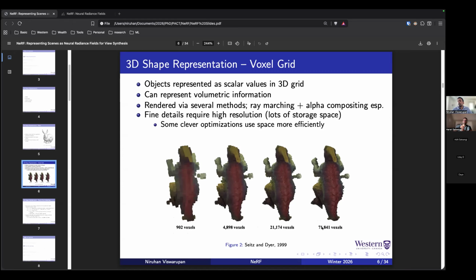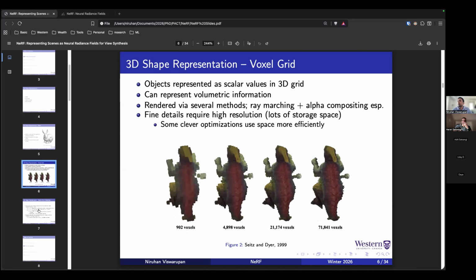So once you increase the spatial resolution, the number of voxels will blow up cubically, and then per voxel you will need storage space for the RGBs.